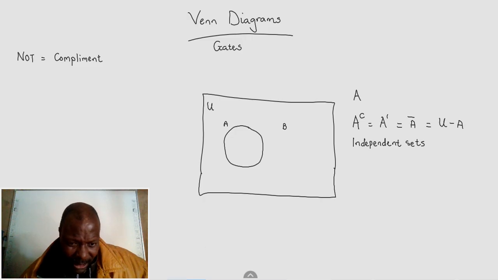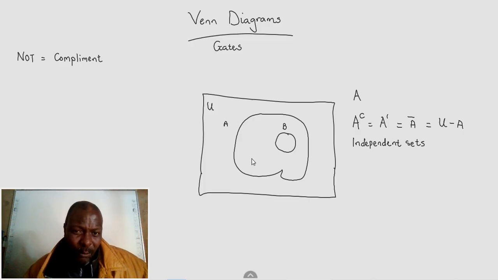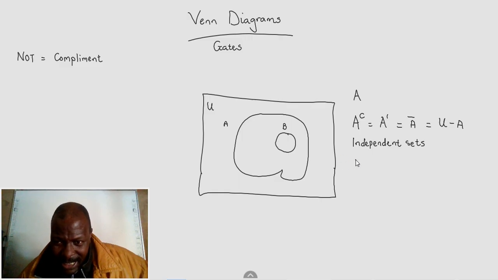Let me make A a little bit bigger, a much larger set, and then let's make B a set within a set. Now, if you look at A and B, all members of B are actually elements of A. This will be called a subset. In this case, B is called a subset of A. B subset A, that's how we write it. That little symbol there means subset.